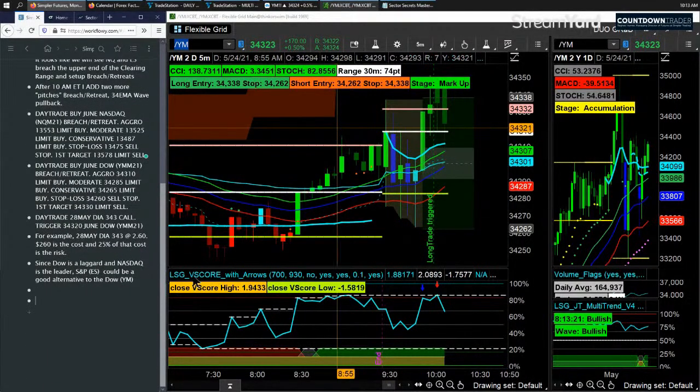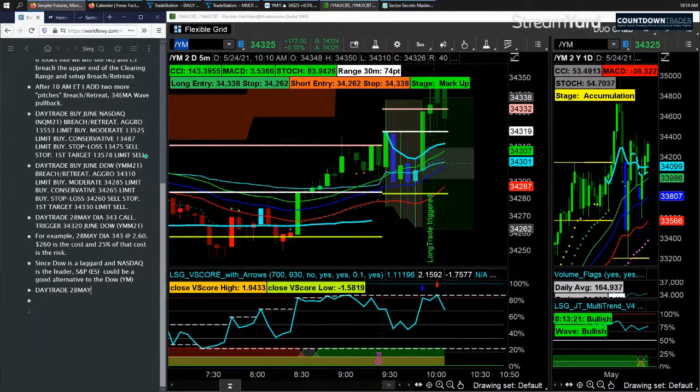The ES is probably going to be relegated to a retest and a 21 exponential. This is aggro, but I would go with the SPY. So this is the way this would work. Day trade, 28 May. Now we're moving on to SPY or micro. I'm not saying this because I want you to emulate this. I'm saying this because it just sort of is habit, I tend to just go to the option alternative.